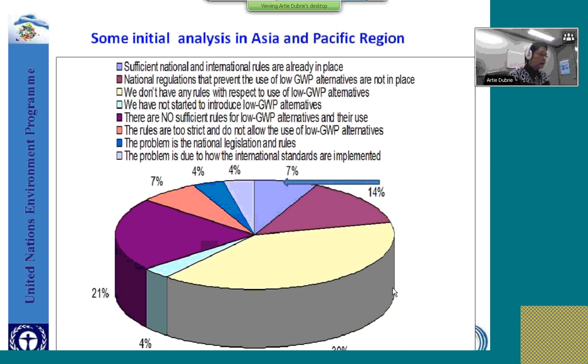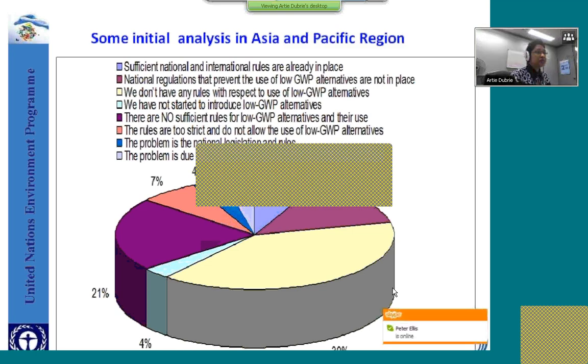And for us, from the results we got back, this chart to me is extremely informative on really how much work we have to do at the national level to bring into some sort of progress your HCFC management processes. And from this, if you look at the first one, which was the 7%, sufficient national and international rules are already in place. So this is a survey of about 22 countries, and really just about one out of that 22 says that there were sufficient national or international rules at the national level to support the HCFC phase-out.